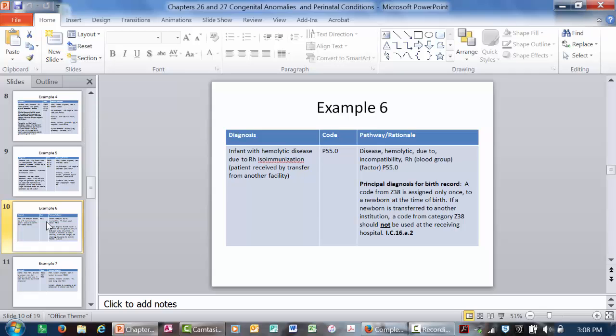Example 6, we have the infant with a hemolytic disease, and I make the notation that the patient was received by transfer from another facility. The part of the guideline that applies in this case is that the Z38 code is only assigned once, and it's assigned at the hospital where the birth occurred. So because the patient was received by transfer, as given in the diagnostic statement, we will not be using the Z38 code there.